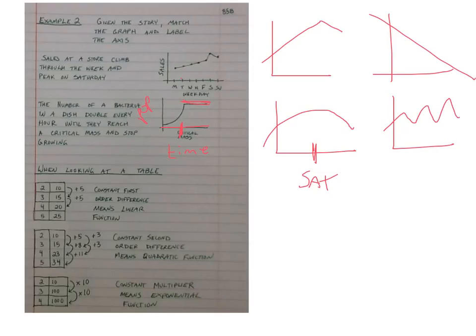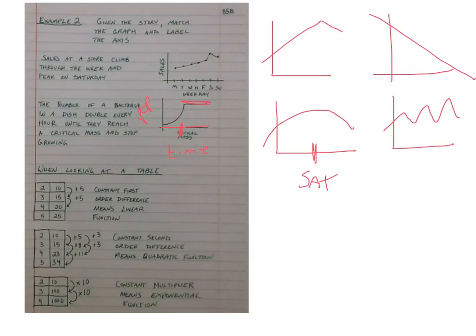And finally, one last thing that I've included is a way to look at tables and use them to determine what type of function you're working with. So I pointed this out throughout the year, but it's good to review it because it's been a while since we've seen some of these. In your table, if you have a constant first order difference, meaning we go up 5, go up 5, go up 5, go up 5, go up 5, that's going to be a linear function.